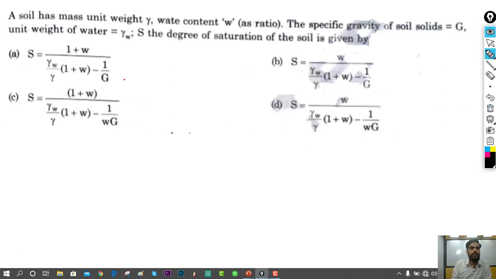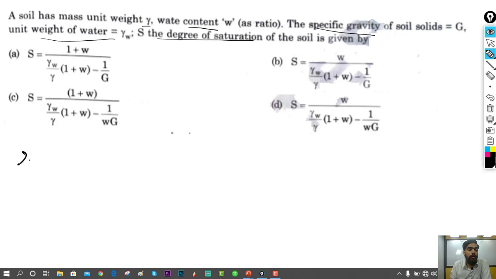So guys, this is a completely formula based question. If you know the formula of degree of saturation, then you can do it, and if you don't know the formula of degree of saturation, then I think you are not able to do this question. So in this question, a soil is given: mass, unit weight of the soil, water content of the soil, specific gravity of the soil, and the unit weight of water. And we have to find the degree of saturation.